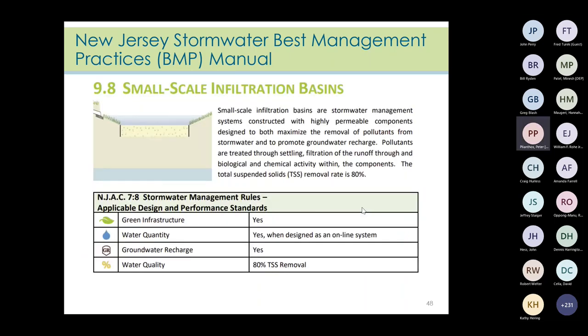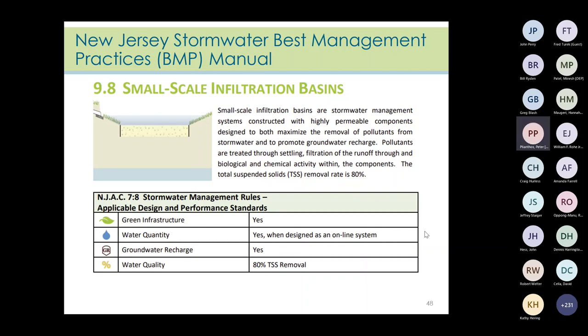As we said, Chapter 9 contains all of the GIBMPs listed in Table 5-1. Shown here is the cover page from Chapter 9.8, which is for small-scale infiltration basins. And it's a typical example of the chapters for the various BMPs listed in Subsection 5.3 of the rules. At the top of the page is an introductory statement that provides an overview of how the BMP addresses pollutant removal and the rate at which it removes total suspended solids, or TSS, from stormwater runoff. The first table on the page is also an overview, and it identifies the design and performance standards of the rules for which the BMP can or cannot be used. This is where you see the icons we discussed earlier for each of the design and performance standards.